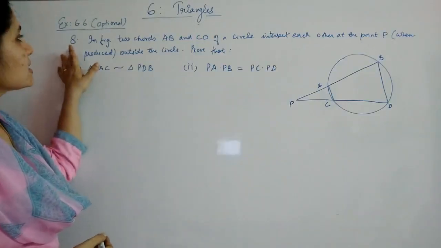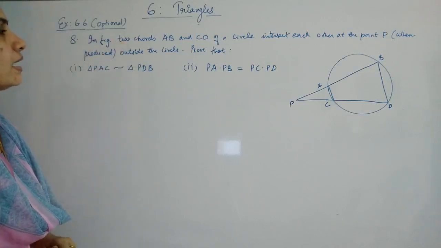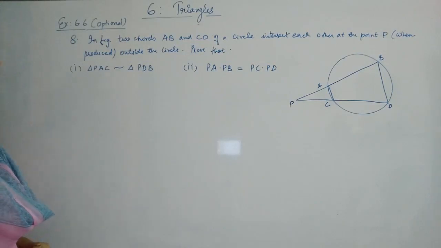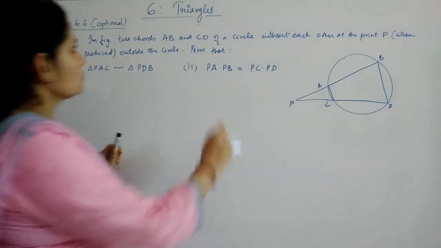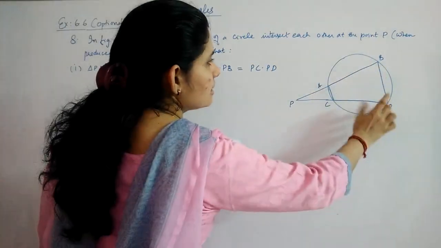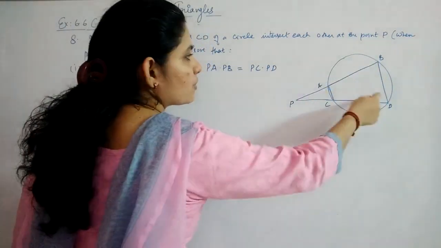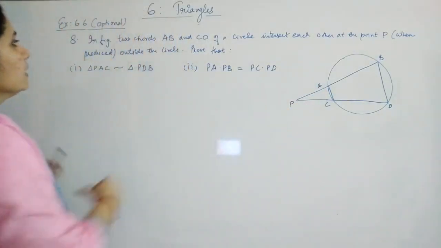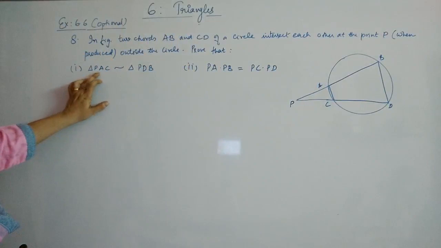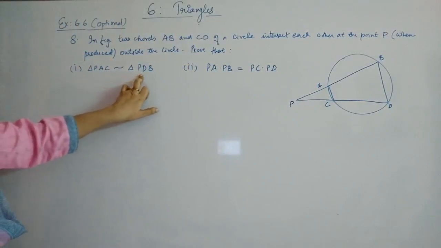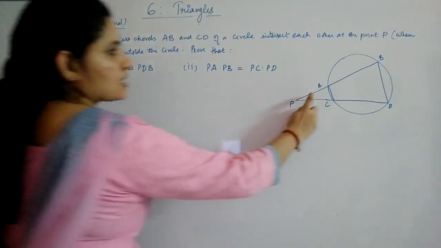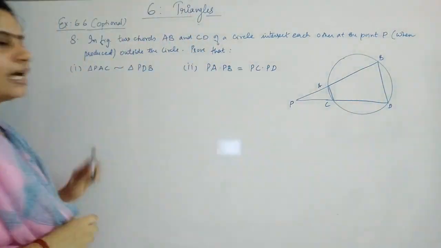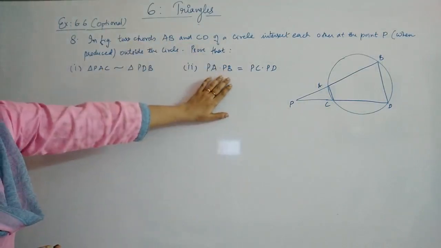Question number 8 is, in figure, two chords AB and CD of a circle intersect each other at a point P when produced outside the circle. So you have AB and CD, two chords of the circle, and they have been produced to meet somewhere at P, which is outside the circle. Now you have to show that triangle PAC is similar to triangle PDB. PAC is the smaller one, similar to this bigger one, PDB. And from that you will be following this result also.